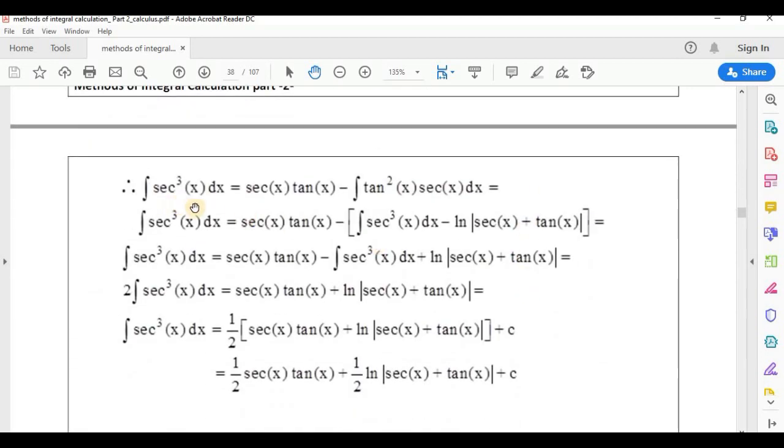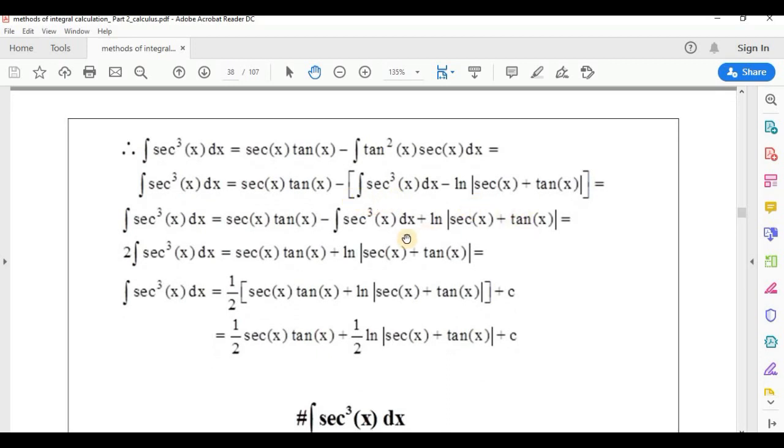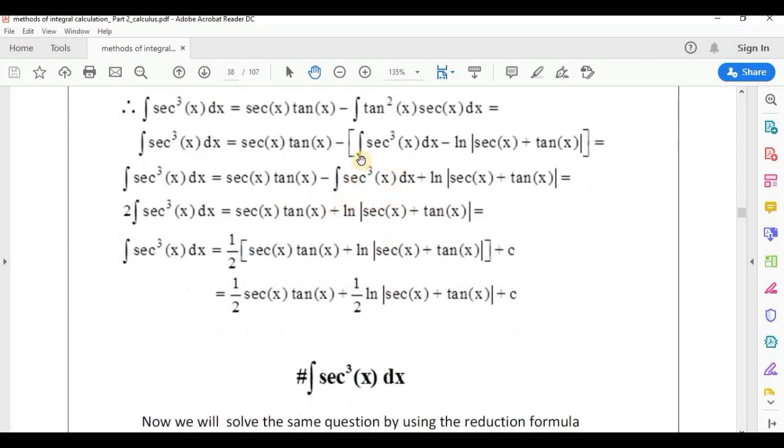So this is equation number 1. After putting the result integral from equation number 2 into equation number 1, we will get this result. This is from equation number 2. And after opening the bracket with the negative sign, we will get this result. Then what we will do? We will transfer this part, integral sec to the power 3 x dx, to the other side. So it will be 2 integral sec to the power 3 x dx equals this value.